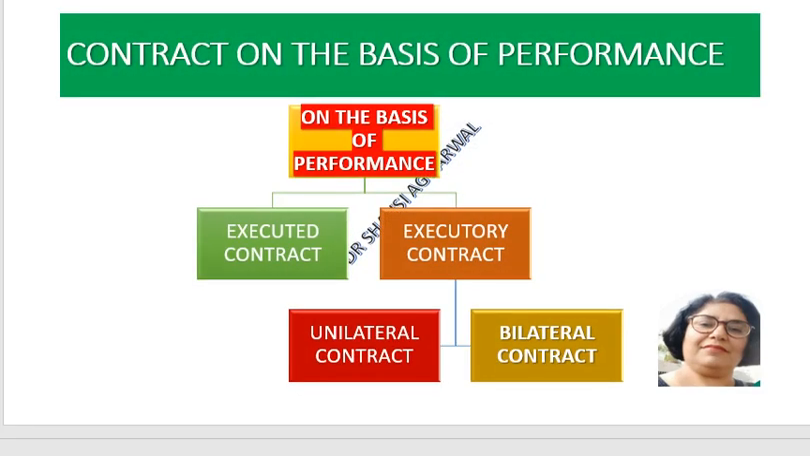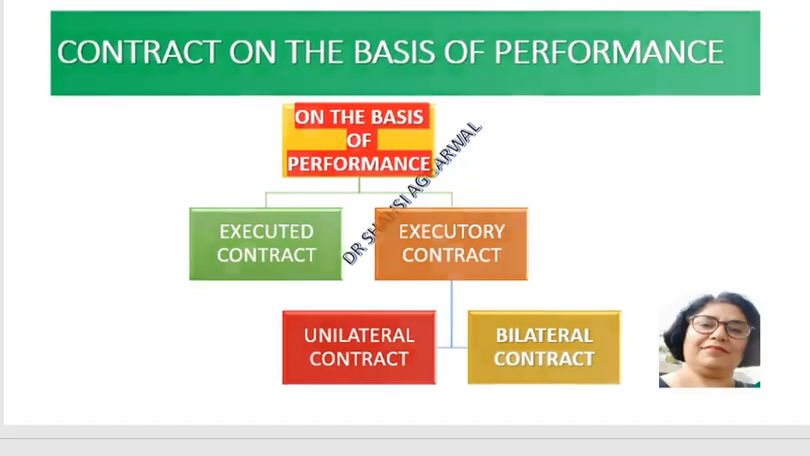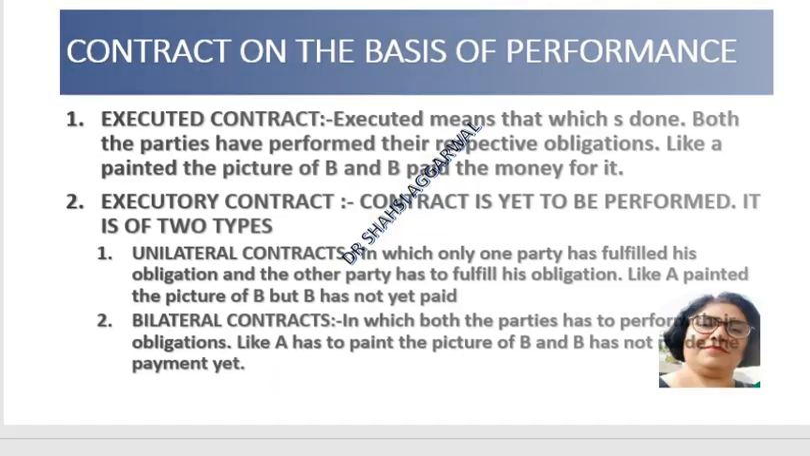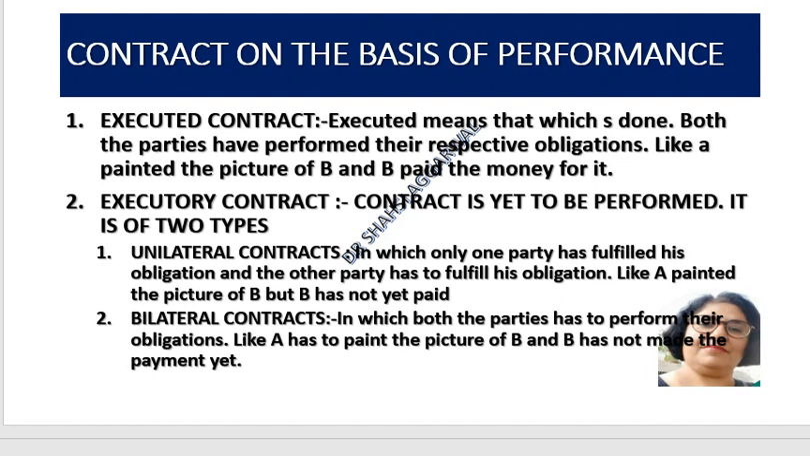Contracts can be classified on the basis of performance: executed contract and executory contract, and executory contract is of two types, unilateral contract and bilateral contract. Executed contracts are those which have been fully performed. Both the parties have performed their respective obligations, so nothing is left. Like A painted the picture for B and B paid the money. So it is an executed contract.